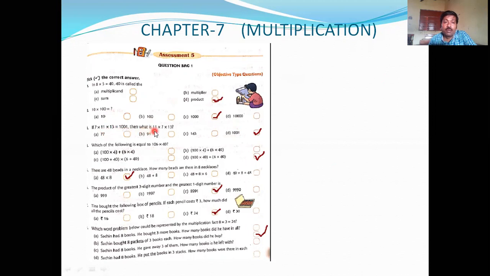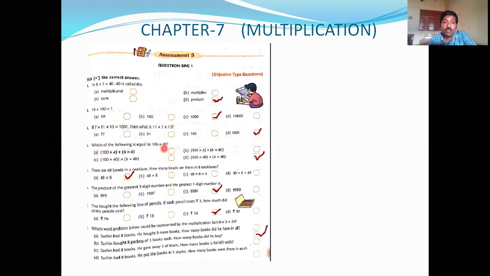Then what is 11 into 7 into 13? Here we see the order has changed. Here first is 7, but here the middle is 13 and then 11. We know the property of multiplication of three numbers: the value does not change. So the value will be the same, 1001. Then the answer will be D, 1001. Now let us take another question.